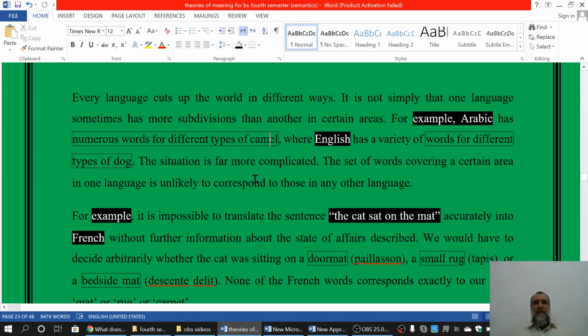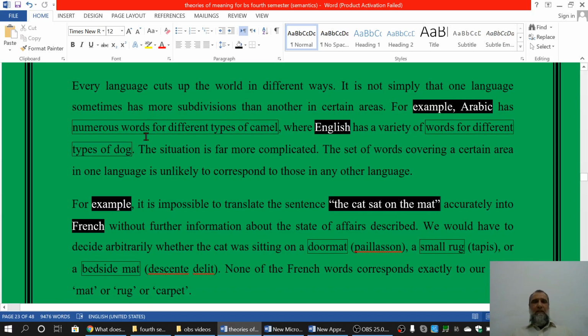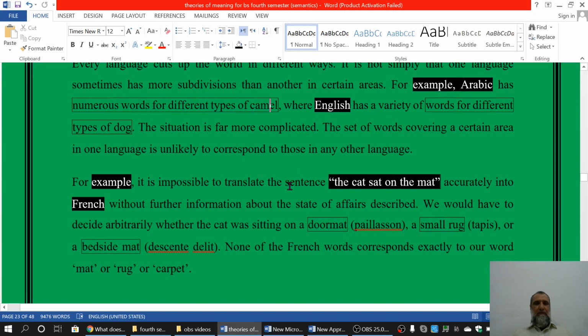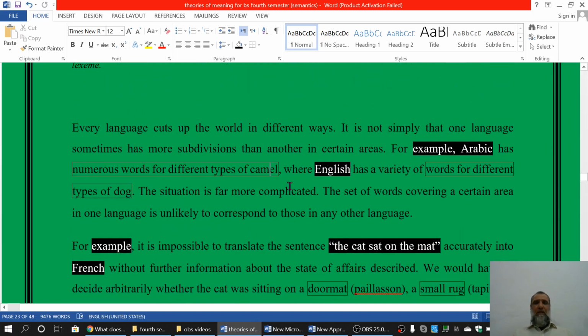According to their ages, they are named differently. This type of semantic field, or group of words having the same or related meaning, is not found in English for camel. However, in English, we have a variety of words for the types of dogs, which is not found in Arabic. So this group of words, or semantic field, is different from that group of words, and each and every language has its own semantic fields.